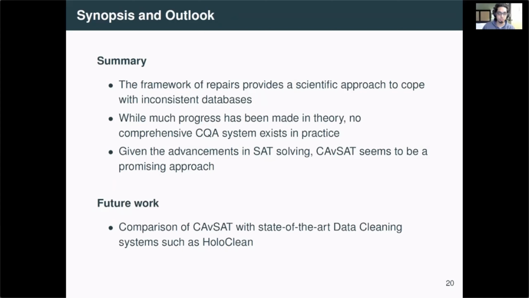And in future work, we are planning to compare CAFSAT to a state-of-the-art data cleaning system such as HoloClean. This is a challenging task because data cleaning and consistent query answering are fundamentally different approaches to deal with inconsistencies. And therefore, this first requires us to bring these two approaches onto the same platform where we can have a meaningful comparison. So this is what we are working on right now.